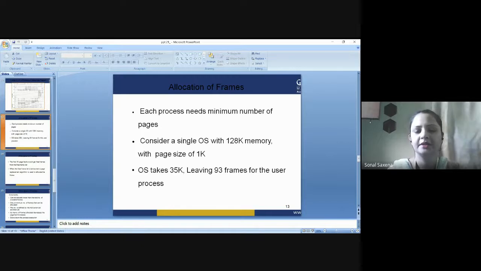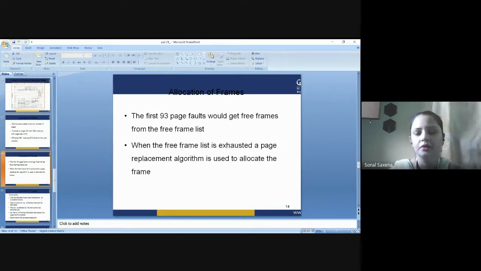Going into that, let us say that each process needs a minimum number of pages. Consider that we have a single OS which has 128K of memory with a page size of 1K. The OS takes 35K, leaving 93 frames for the user processes. The first 93 page faults would get free frames from the free frame list. When the free frame list is exhausted, a page replacement algorithm is used to allocate the frame.